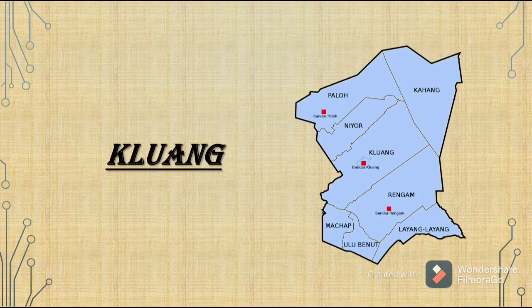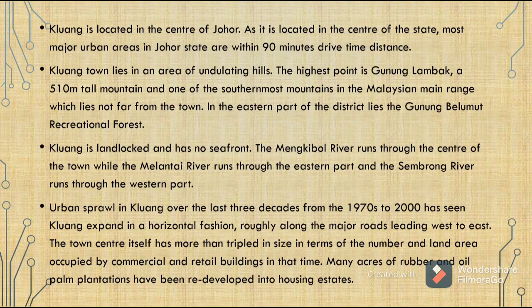Okay, now this figure shows the districts covered in Kluang. There are Kahang, Paloh, Niyor, Main Bandar Kluang, Renggam, Machap, Ulu Benut, and Layang-Layang. Kluang is located in the center of Johor. As it is located in the center of the state, most major urban areas in Johor are within 90 minutes drive time distance. Kluang town lies in an area of undulating hills.